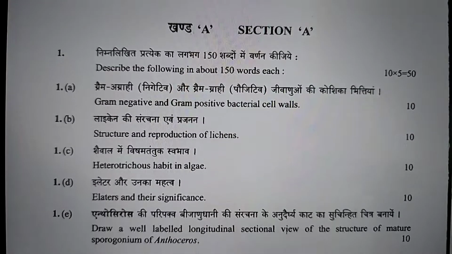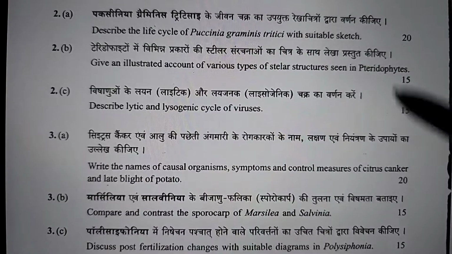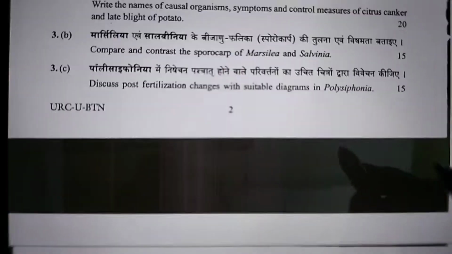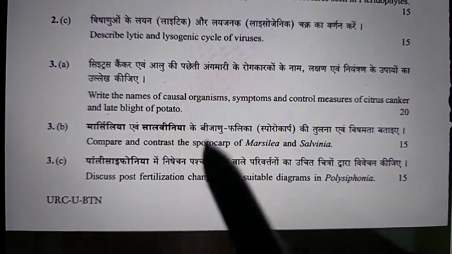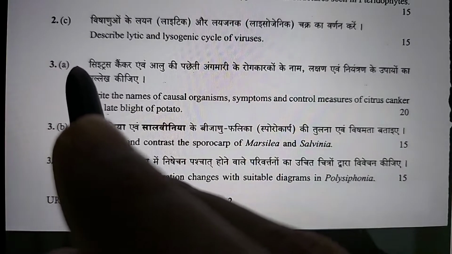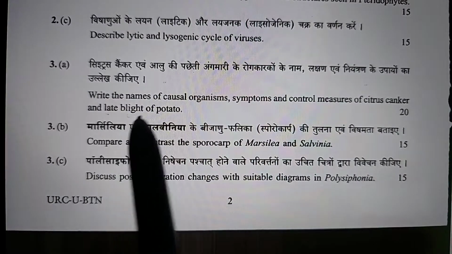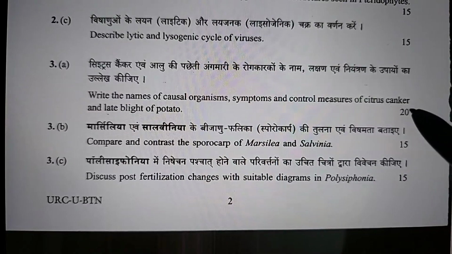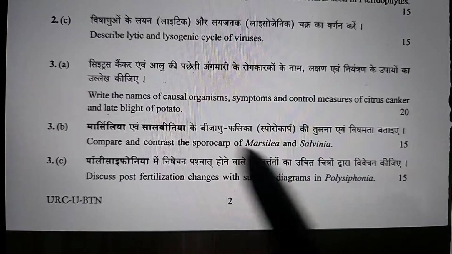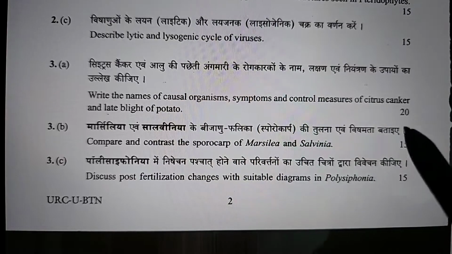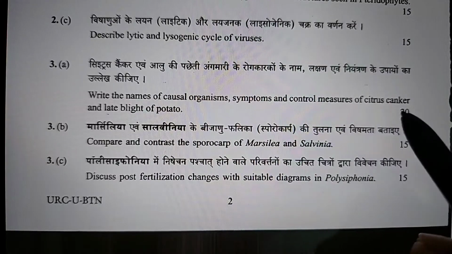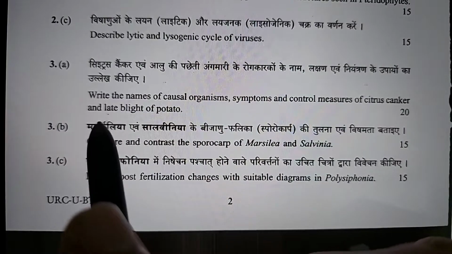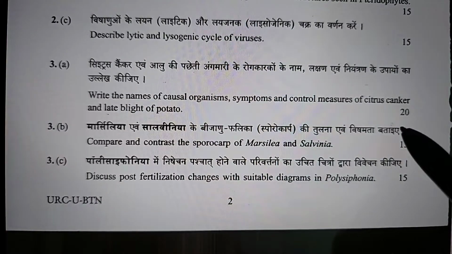In the first question you have to do 5 parts, and every one is 10 marks, so 10, 10, 10, 10, 10, that is 50. This one is the first 50. Question number 3 also has 3 options, A, B, C. A is: write the names of causal organisms, symptoms and control measures of citrus canker and late blight of potato. So you have to do 2, citrus canker and the late blight of potato. The total is 20, so 10 and 10.